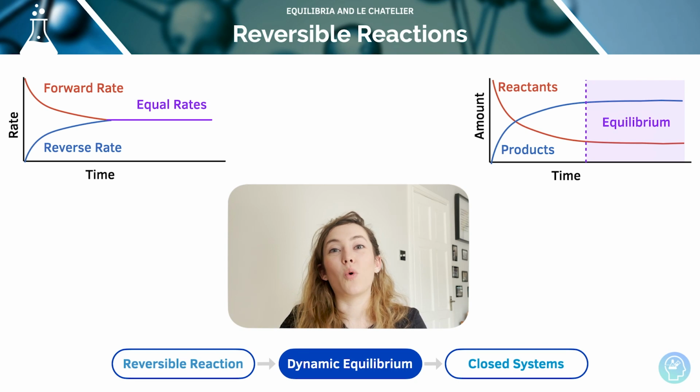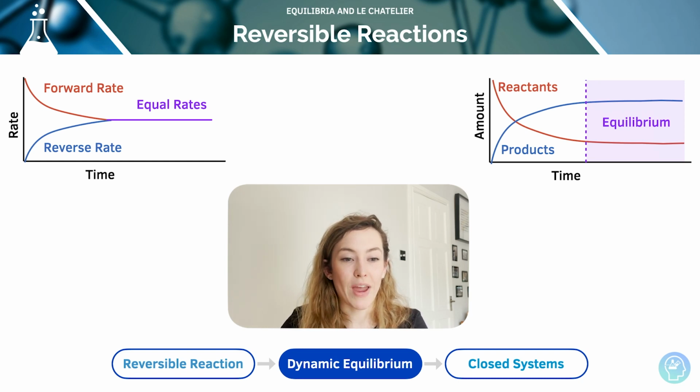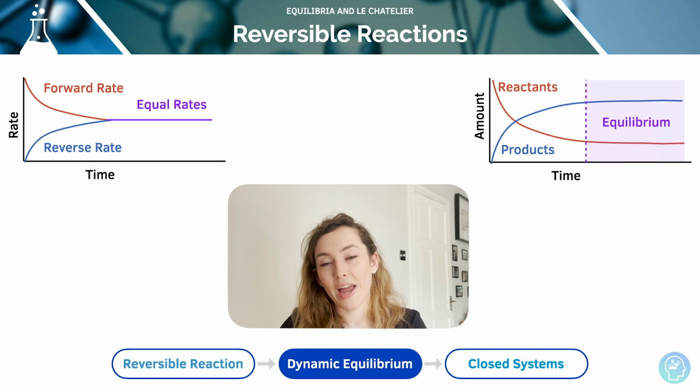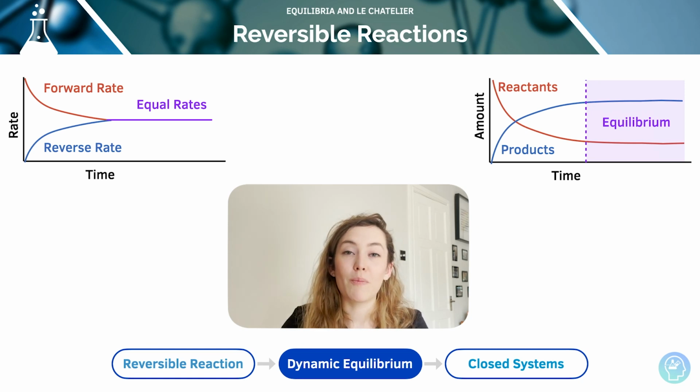We need to understand what a dynamic equilibrium is. It's when the forward reaction is happening at the same rate as the backwards reaction, so the concentration of both the reactants and the products remain constant. That does not mean the amount of them is the same.